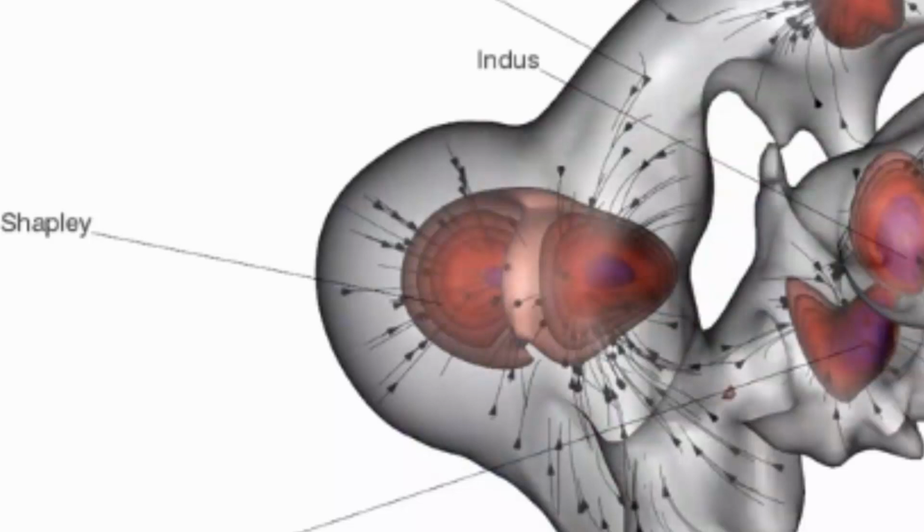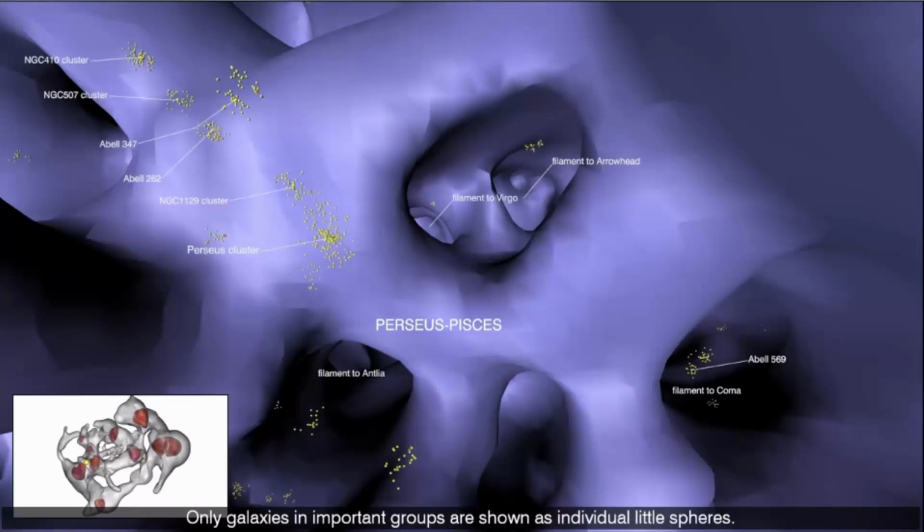Okay, now we're going to have another quick look at what else they've got, because there's a couple of interesting things. Whether or not I'm right would be up to whether or not you want to believe me. Now this is an area of the Cosmic Web, and all those little spheres are planets and galaxies. Only galaxies in important groups are shown as individual little spheres. See, here's what they're doing. They've made tubes. This picture is wrong.